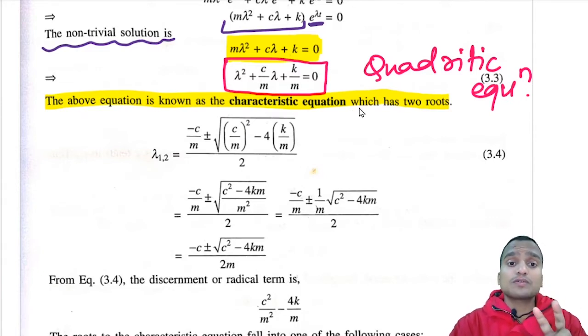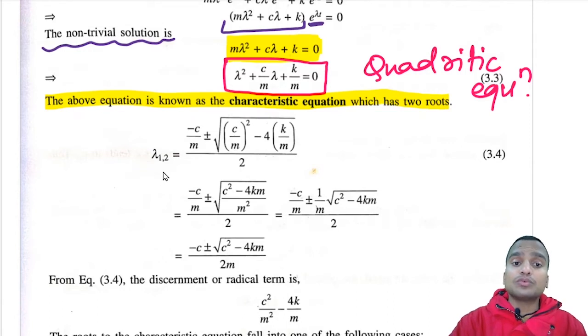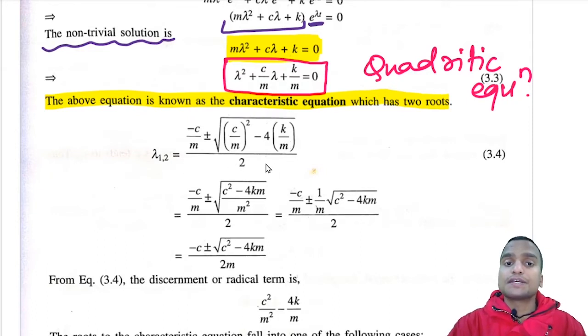It will have 2 roots, lambda 1 and lambda 2. From the solution of the quadratic equation, x = (−b ± √D)/2a, where D is the discriminant, D = b² − 4ac. So we can do this calculation. This is not very difficult: (−b ± √(b² − 4ac))/2a. You can do this. This is very easy. It is written from the quadratic equation.